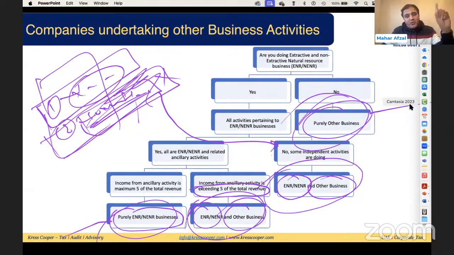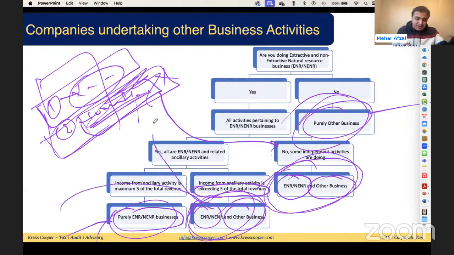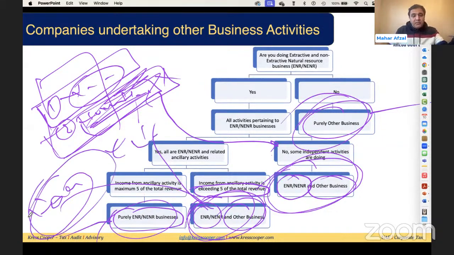So wherever you are doing one business, it will be straightforward. You will be allowed to claim related business expenses while calculating your taxable profits. But wherever you are doing two businesses, one is the exempt business and one is the taxable business, will you be able to claim 100% expenses? No, not at all. You will not be able to claim 100% expenses.